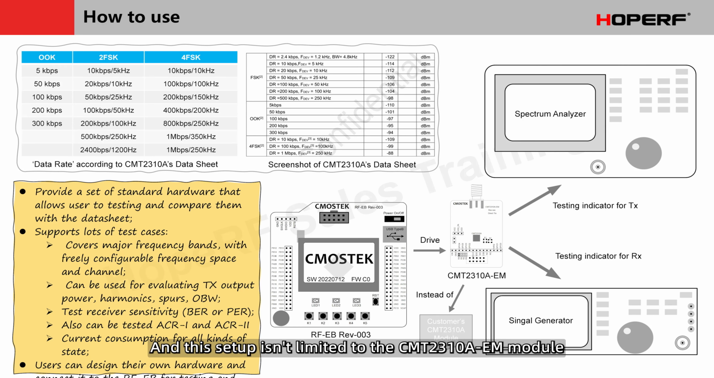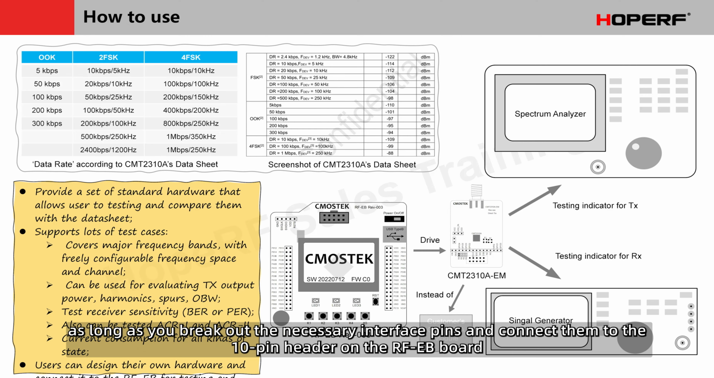And this setup isn't limited to the CMT2310AEM module. You can also use it with your own custom designed module, as long as you break out the necessary interface pins and connect them to the 10-pin header on the RFEB board.